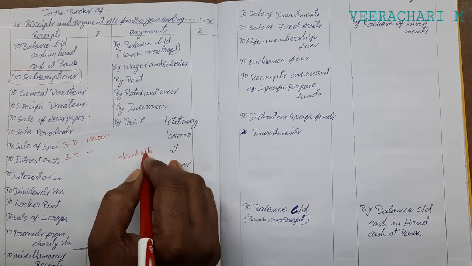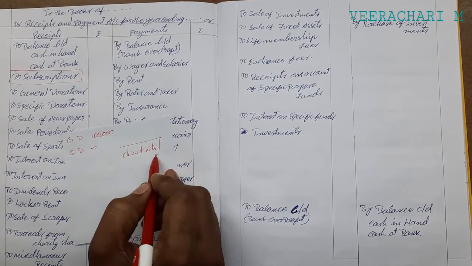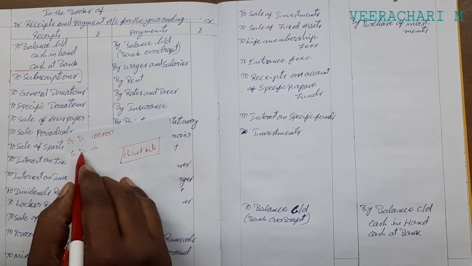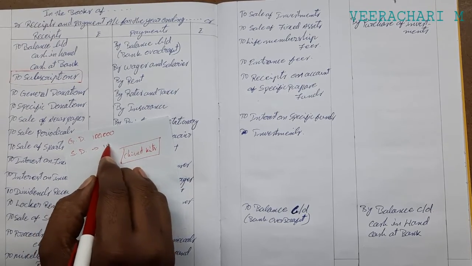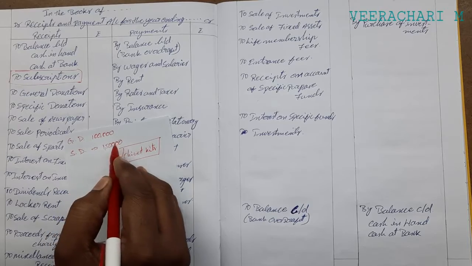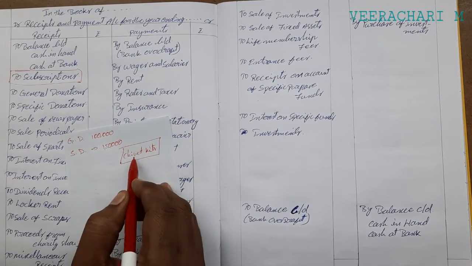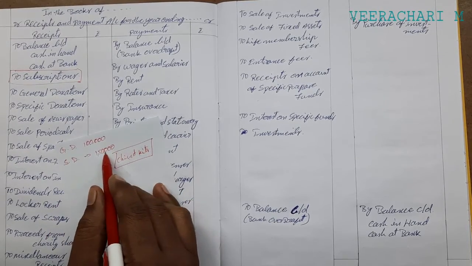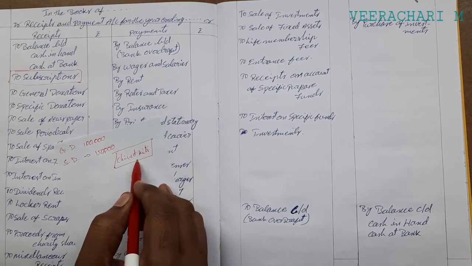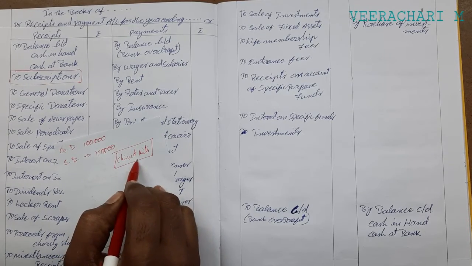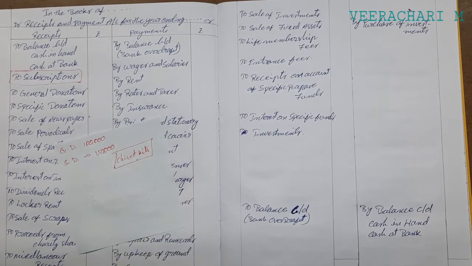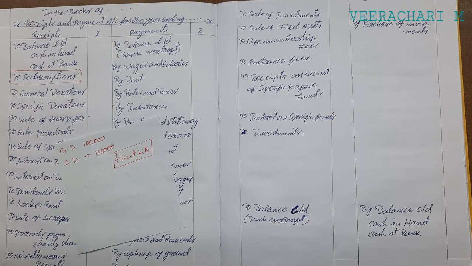Cricket kit means, for example, a specific donation received of 1,50,000 rupees that is specified for cricket kits. These 1,50,000 rupees should be utilized only for the purchase of cricket kits, that is the bats, balls, pads, wickets, and so on.